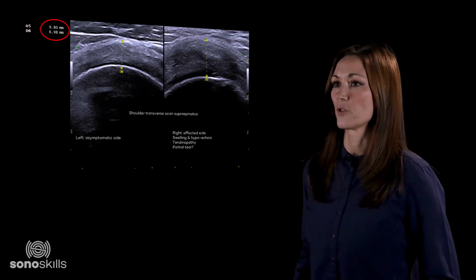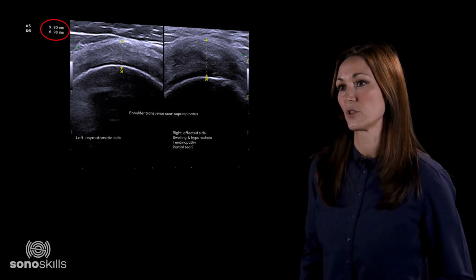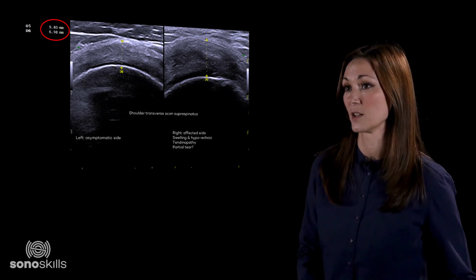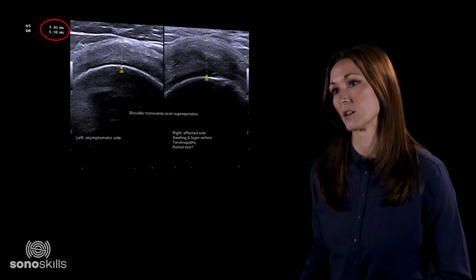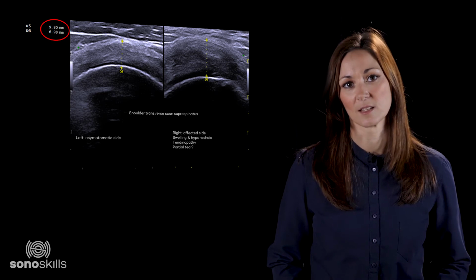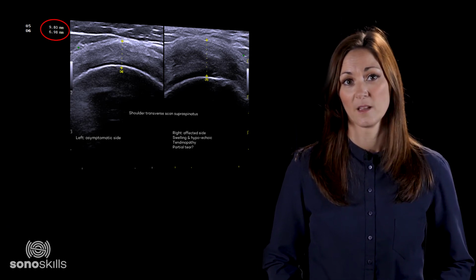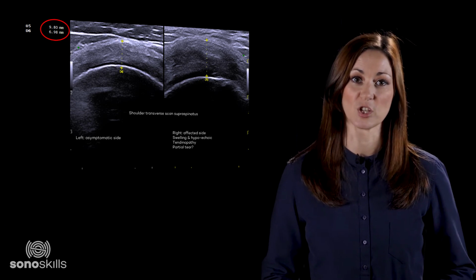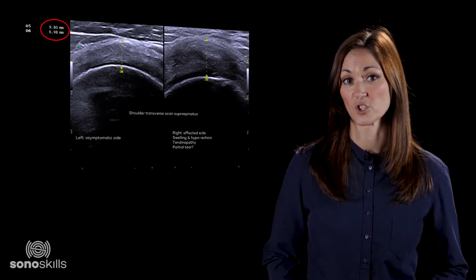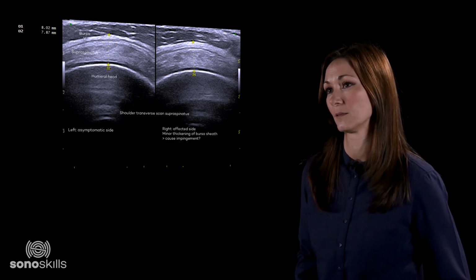Here you can see a left-right comparison of a 35-year-old carpenter. On the left you can see the healthy asymptomatic side and on the right the affected side. The supraspinatus on the right shows an increased thickness and a darker colour compared to the left asymptomatic side. This could indicate tendon pathology, a tendinopathy or a partial tear. Musculoskeletal ultrasound can help in this decision making.